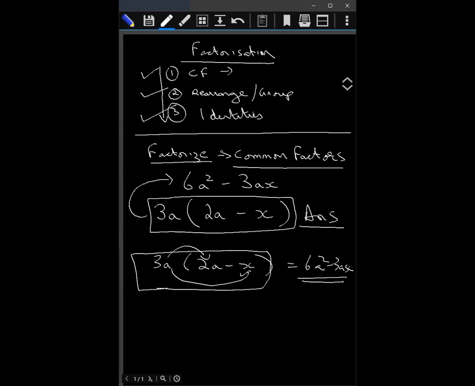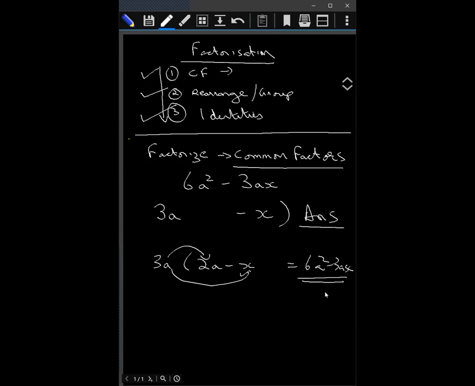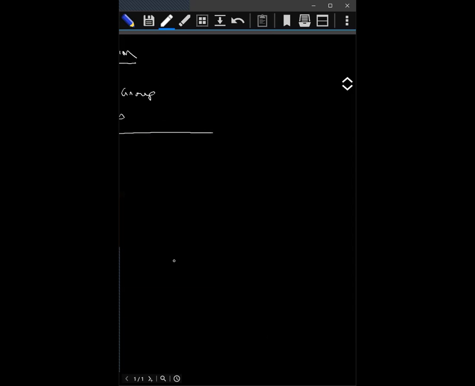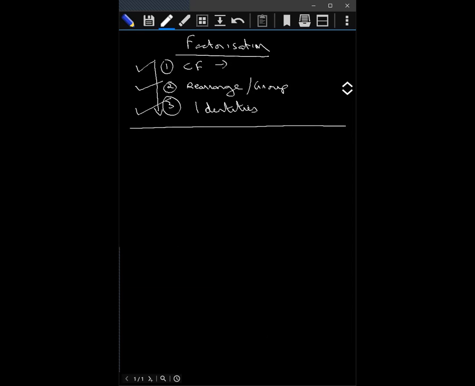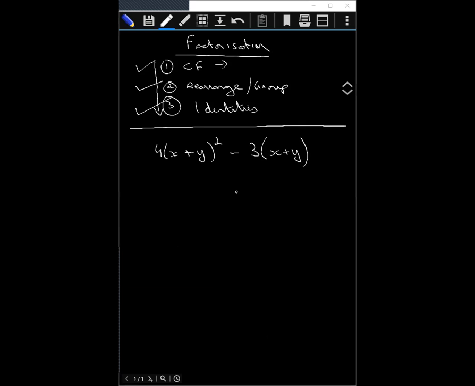Okay, let's do another one. Paki, is this clear? Yes, sir. Again, factorize. Quickly do this one: 4 into brackets x plus y, the whole thing squared, minus 3 into brackets x plus y.